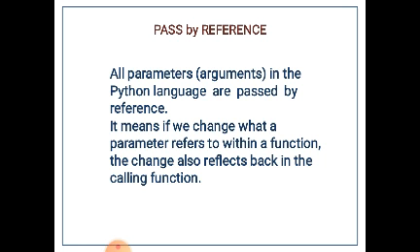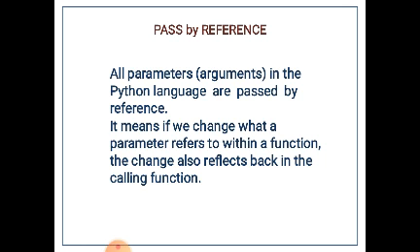In C language we can see that arguments can be passed either through values or through reference, but in Python the arguments are passed by reference. This means that if we change what a parameter refers to within a function, the change also reflects back in the calling function. So whatever changes we make in the calling function, they are reflected in the caller function.